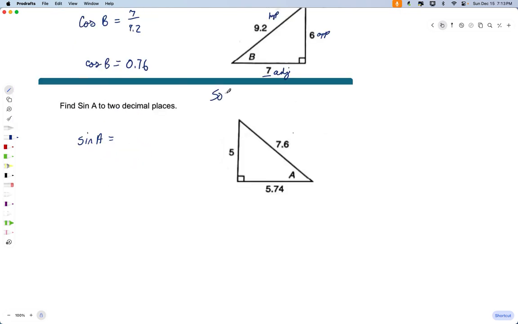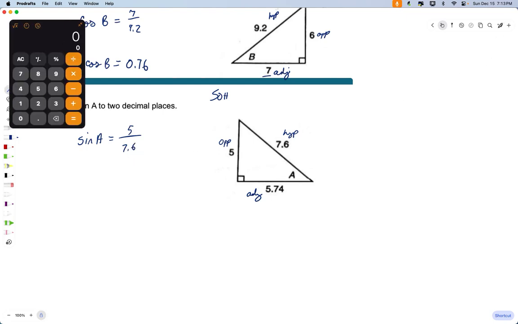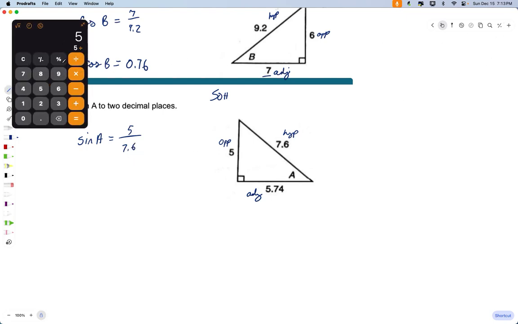So that's opposite. The opposite is the hypotenuse. So this is the adjacent. So the opposite over the hypotenuse is 5 over 7.6. So we just divide it. 5 divided by 7.6. Round that to 2 places, the sine of A is equal to 0.66.